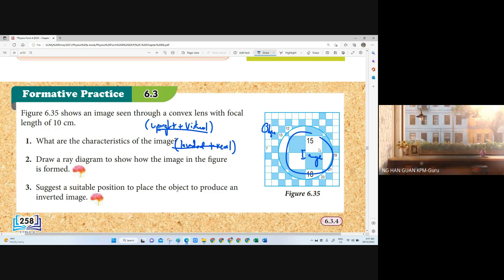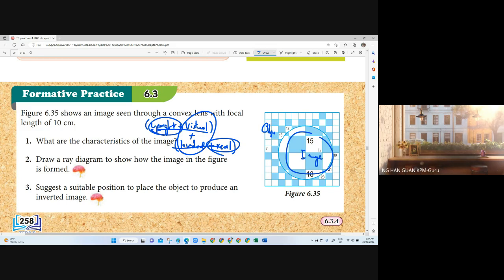So virtual mixed with inverted, at least you can get 1 mark. Or upright mixed with real, at least you can get 1 mark. This is chances. All right, so it depends on how you think. Either you want to go all in, or you just want to get 1 mark.